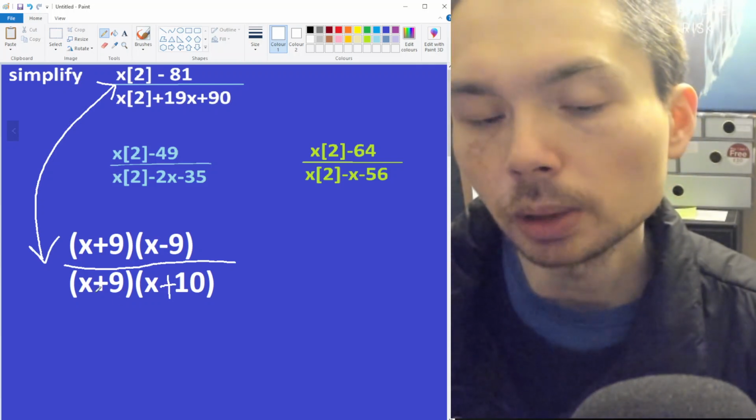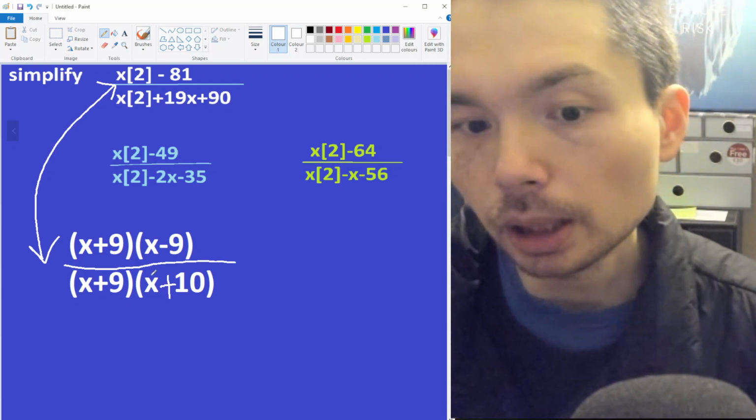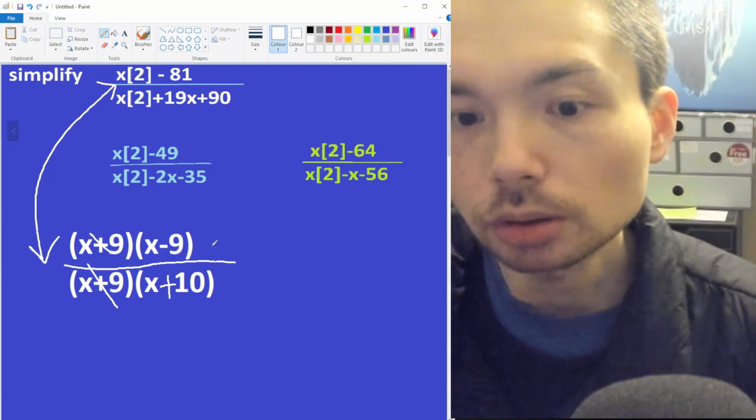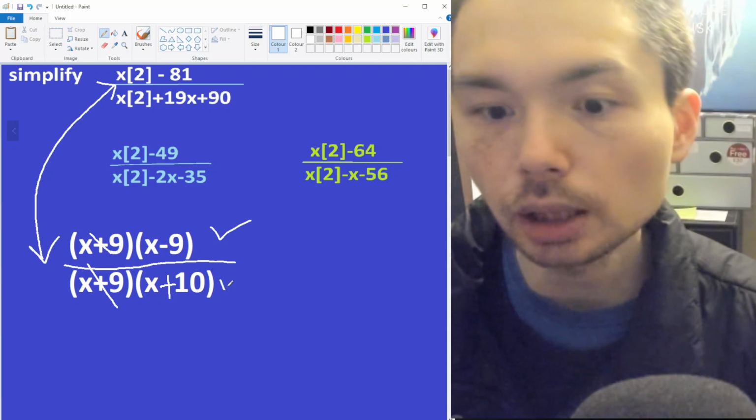If you look at the denominator, if you expand that bottom, x squared plus 10x plus 9x plus 90, that'll be 19x. Now they cancel. So really that is the final answer, x minus 9 over x plus 10.